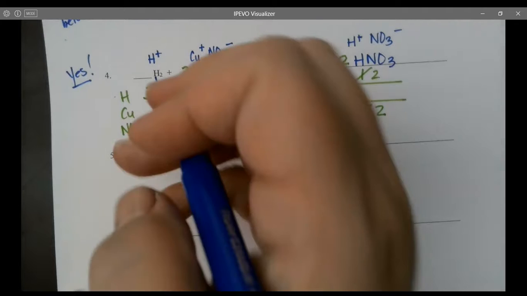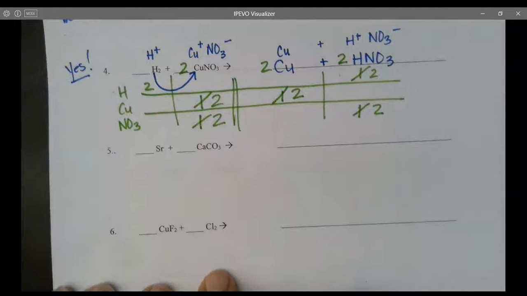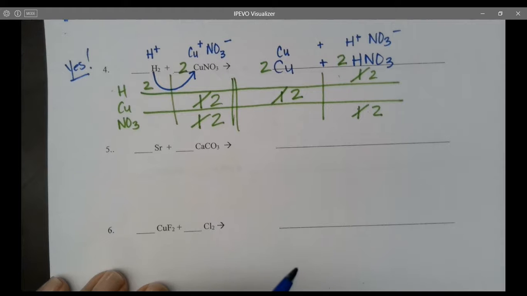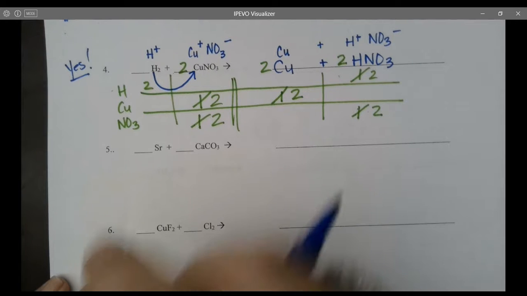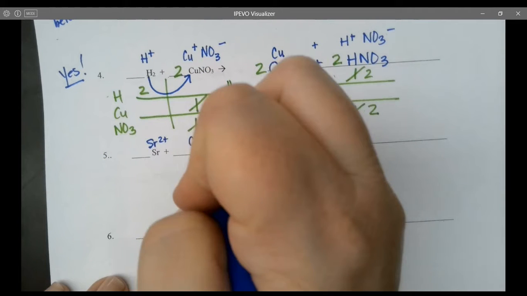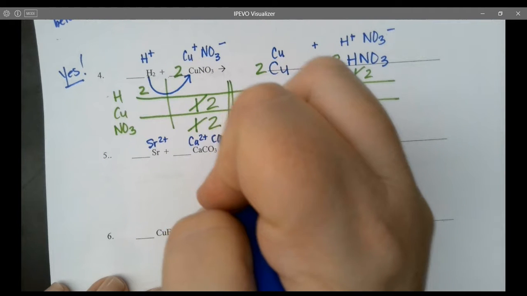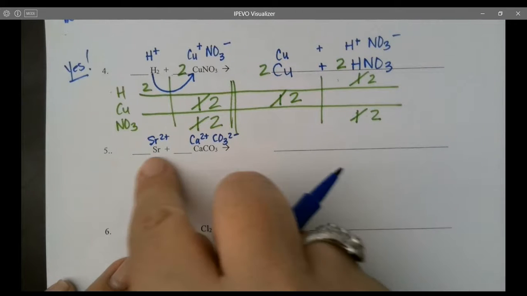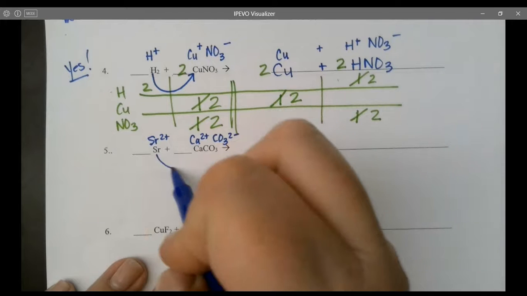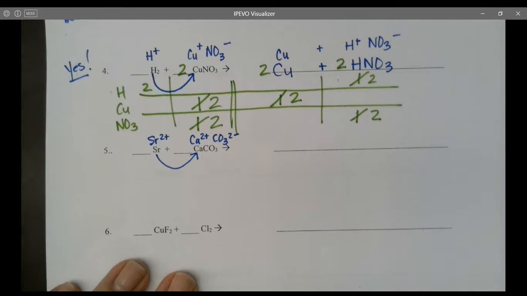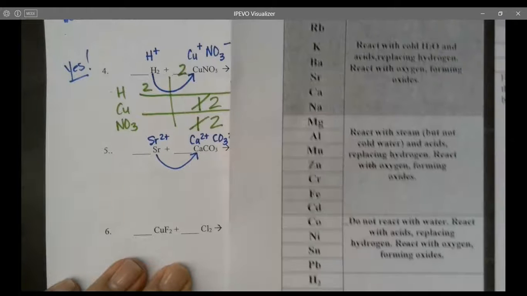Number 5, SR. So what I'm going to do is, if you want to do these on your own, pause your video and then come back and I'll go over 5 with you. Okay? Okay, so SR is going to be a +2, CA is a +2, and CO3 is a -2. So as we go to look at those, SR is going to try and replace CA because it's the positive. And then we've got to look and see if strontium is capable of doing that.